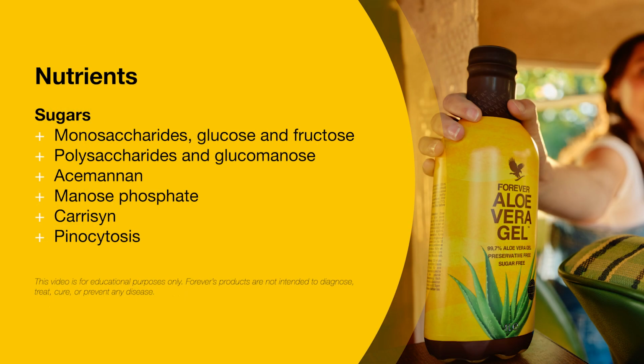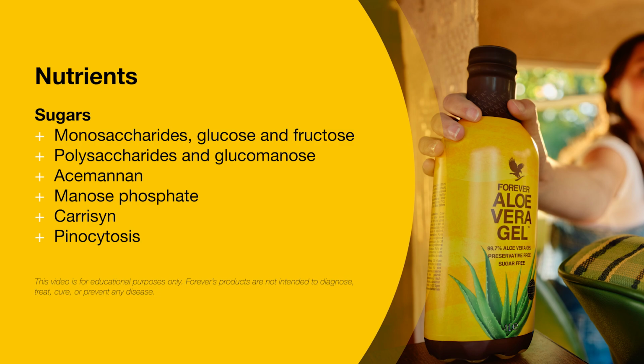Sugars are a very important group, well studied over the years. I spent a lot of time doing trials with aloe looking at these sugars. You have simple sugars, called monosaccharides, like glucose and fructose, but they can also be in chains called polysaccharides. A very important one is made up of glucose and mannose, and that's acemannan. Acemannan is a well-known immunomodulator.